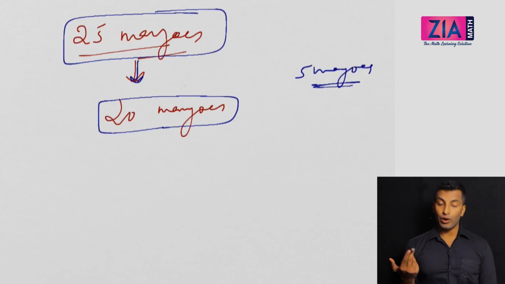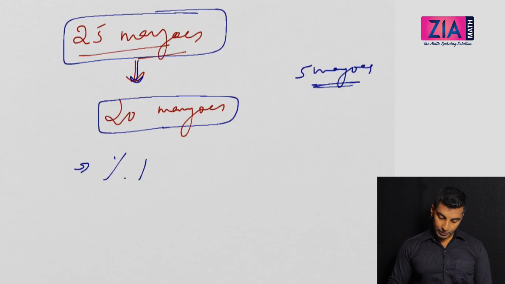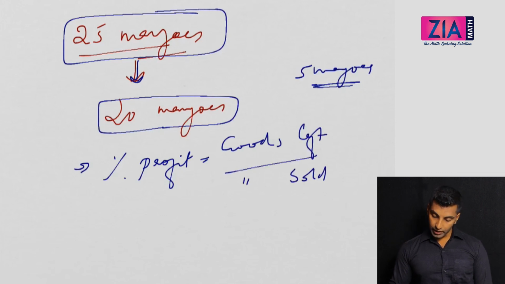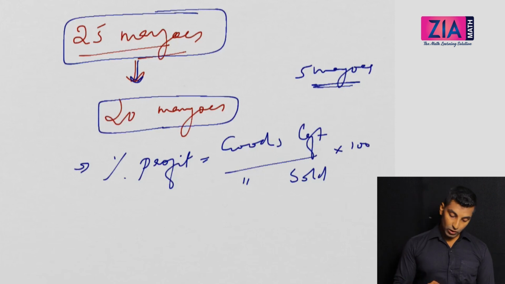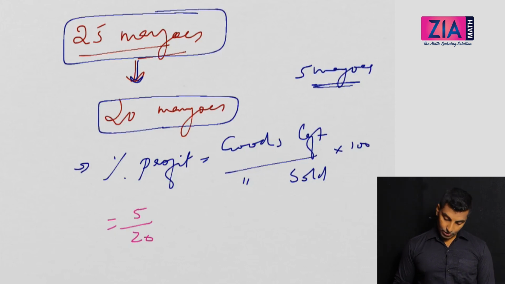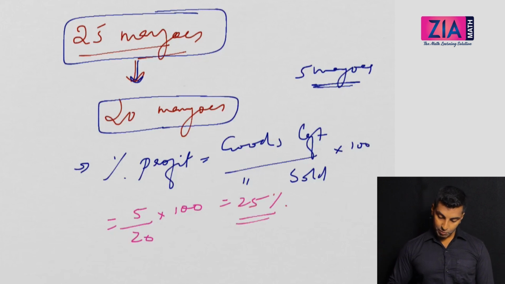Here no rate is given. If the rate is given, we can calculate accordingly, but the rate is not given. What is given is that by selling 20 mangoes itself, he was able to recover the cost. Now what is the profit percentage? How to calculate it? Always remember this, you can get this kind of question: percentage profit is goods left divided by goods sold, into 100. So how many goods are left here? 5. And how many are sold? 20, right? So into 100. So he is getting a 25% profit here.